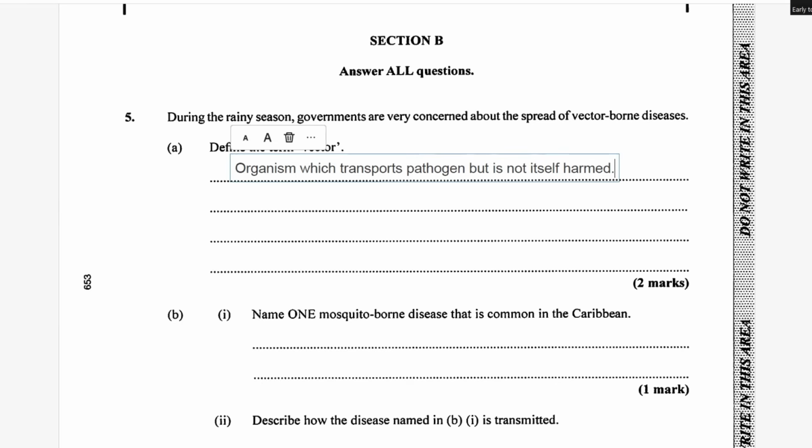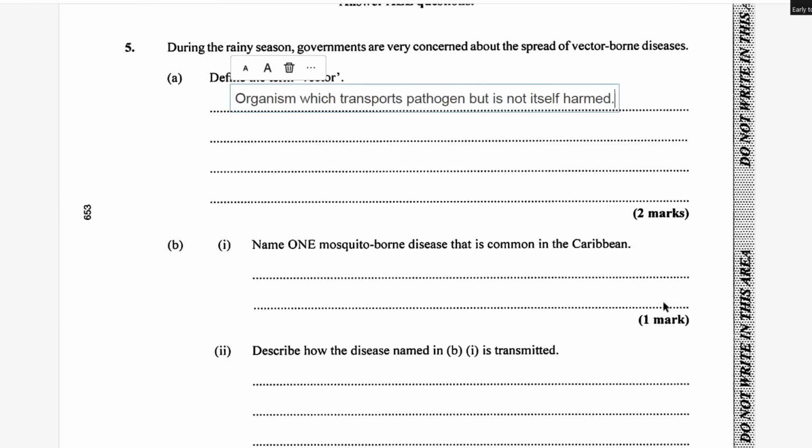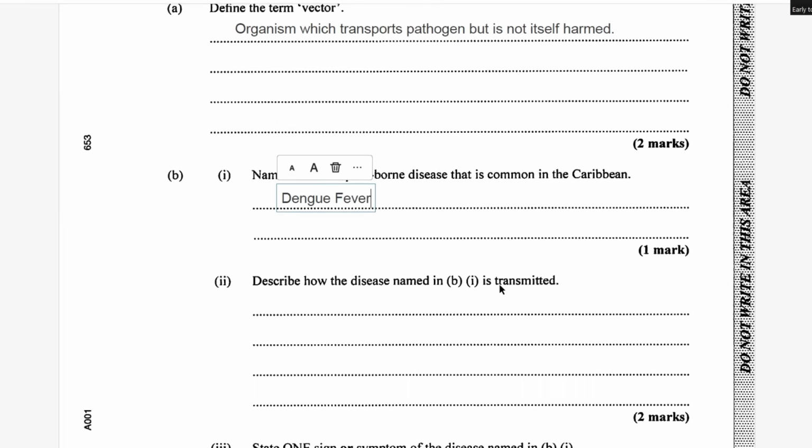Yeah. And they ask you in B1, one mosquito-borne disease that is common in the Caribbean. And you could choose any. There are quite a bit that you could choose from. We choose dengue, you could choose chikungunya, you could choose Zika, you could choose malaria, you could choose whichever one you want. And the question links it.